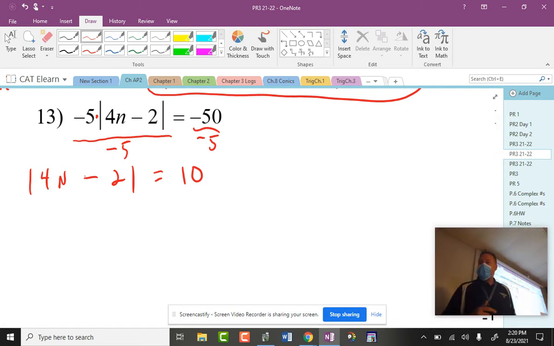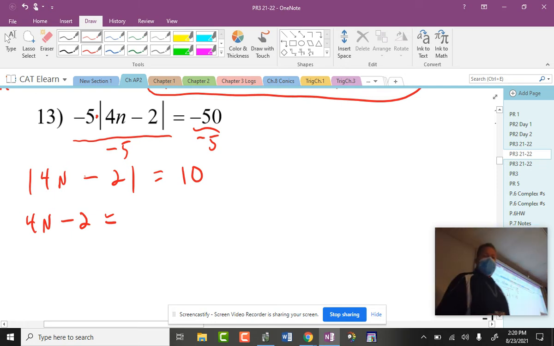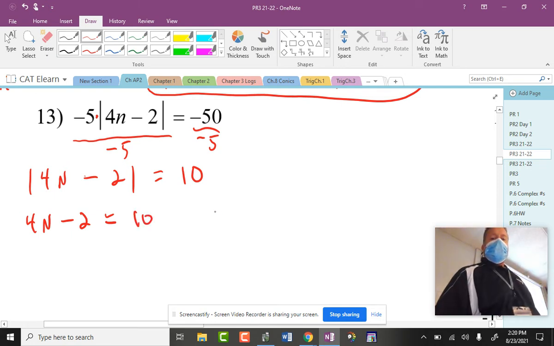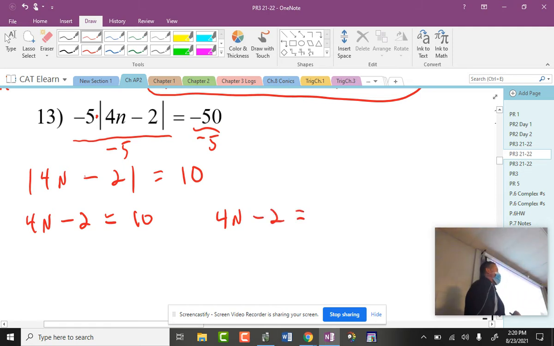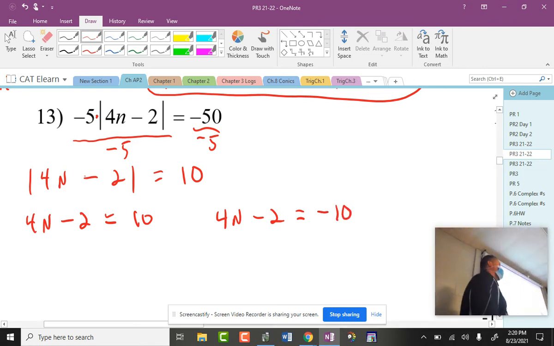Now our 2 cases. Kennedy, tell me what I'd write first, following along with what we did last time. Here, I'll start you off. What does this equal first? 10. And then what is 4n minus 2 equal to again? What's 10 spaces away from 0? 10 and also negative 10. That's the definition.